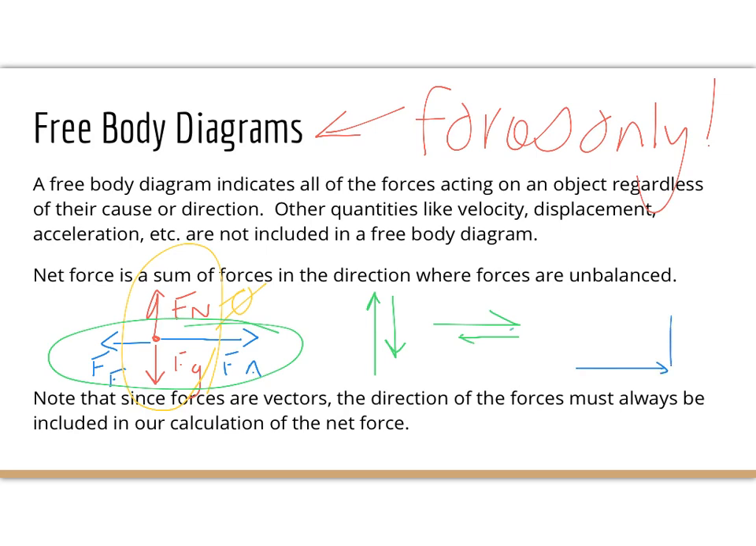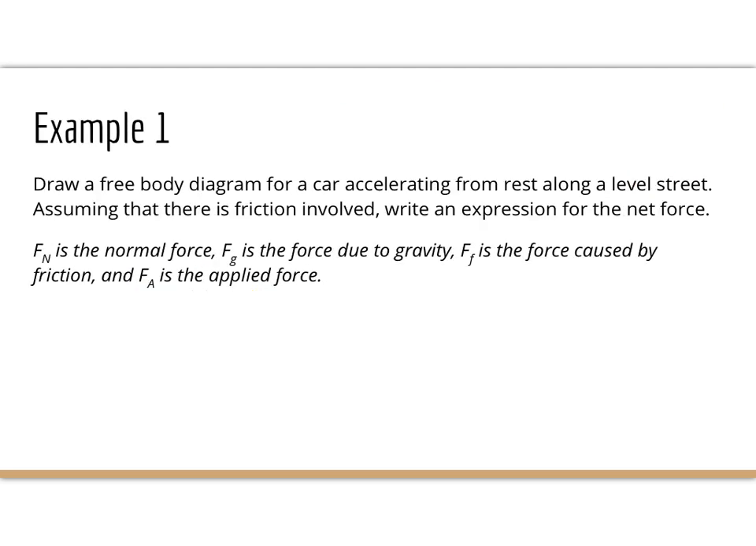But we can also have vectors that create a triangle, sorry. So we can deconstruct these to F of y and F of x and add those together to get F net, which has an angle. Okay. Note that since forces are vectors, the direction of the forces must always be included in our calculations. So up, down, left, right, north, south, east, west, or an angle if we end up with an angle. All right, we're going to get into a bunch of examples here. Feel free to skip ahead if you're like, I'm good with this one, or we did it in class.